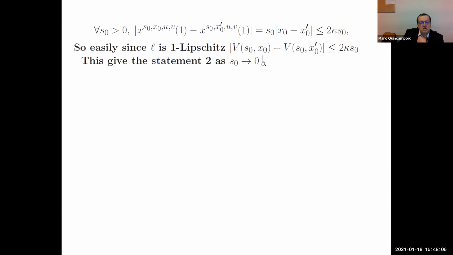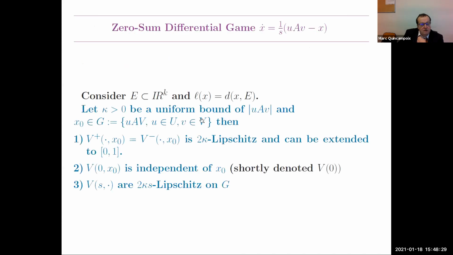And so it's not difficult to prove that the value function satisfies the same estimate. It's not the same constant, but S0 times a constant. And when S0 goes to 0, you observe that V of 0, x0 equals V of 0, x prime 0. Okay? So we have that the value at 0 does not depend on x.